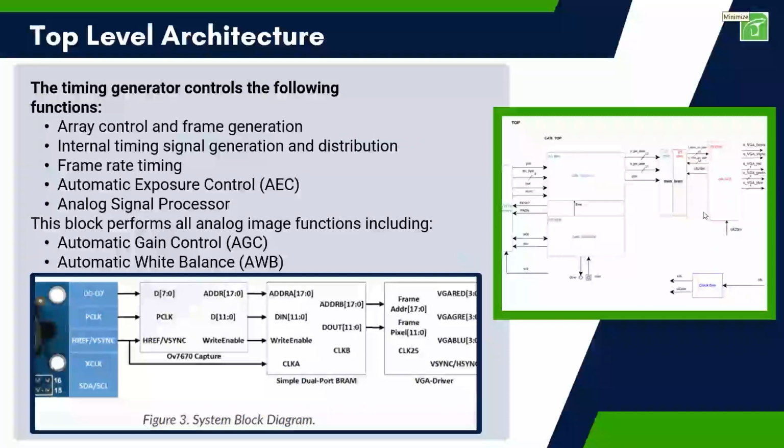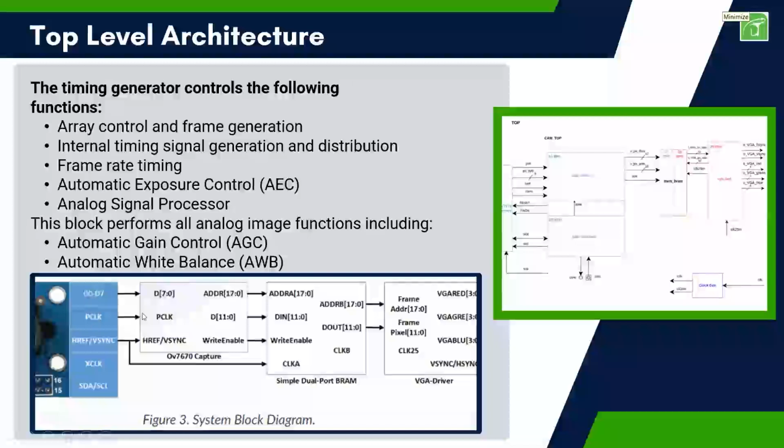So this is the top level architecture. What we are seeing is the top level architecture of our OV7670 camera, and this is the OV7670 capture module. So this is how the camera, a CMOS camera, is giving a very fixed 8-bit data, pixel values at 2 bytes.